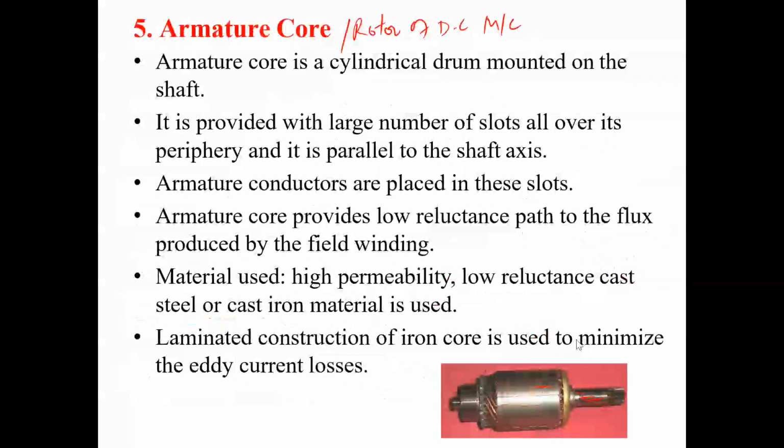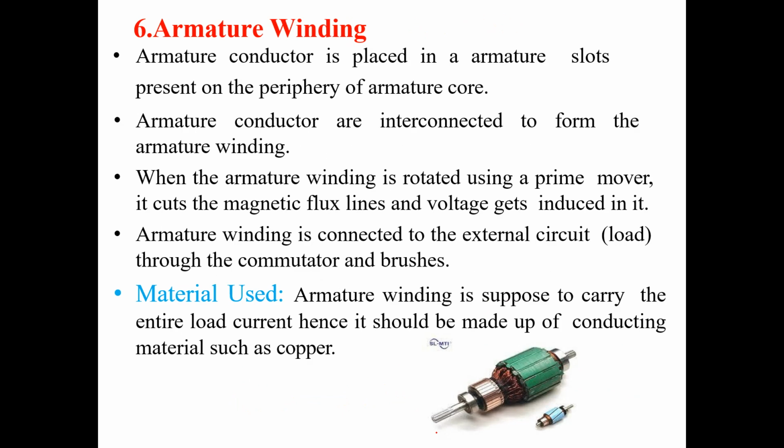Armature core. The armature core provides the low reluctance path for the flux produced by the field winding. The material used is high permeability material. Low reluctance cast iron is used for construction of this core, and laminated construction again is used to reduce the eddy current losses. The word lamination is always used to reduce the eddy current losses. That will be the basic fundamental.